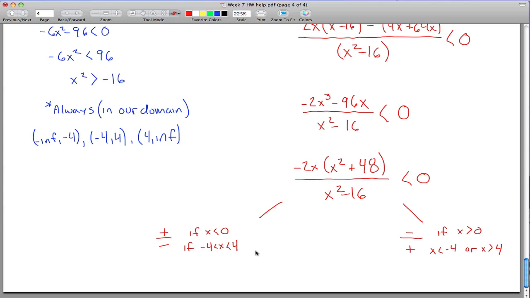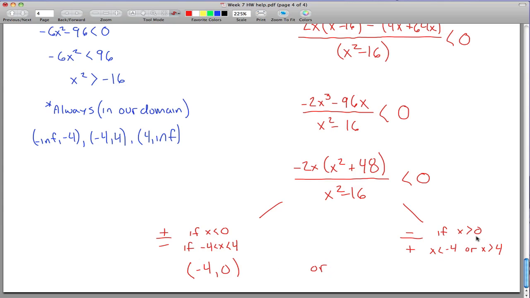And I think if we figure out when this and this happens, we'll have half of our answer, and then when this and this happens, we'll have the other half. So this is saying when x is between negative 4 and 4. This is saying when x is less than 0. So for both of those things to happen, we need x to be between negative 4 and 0.